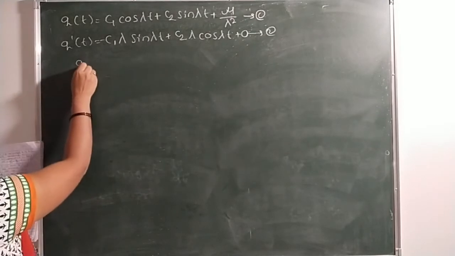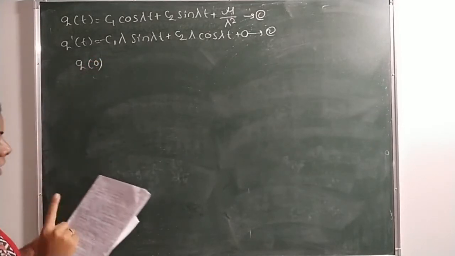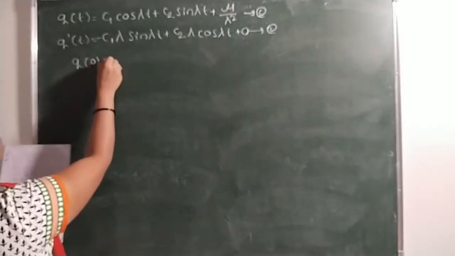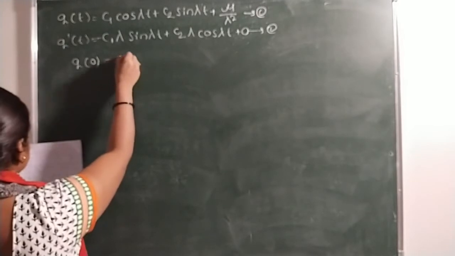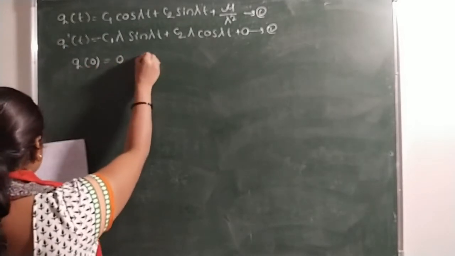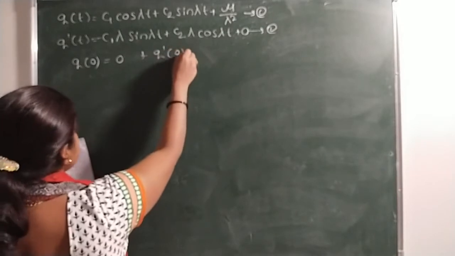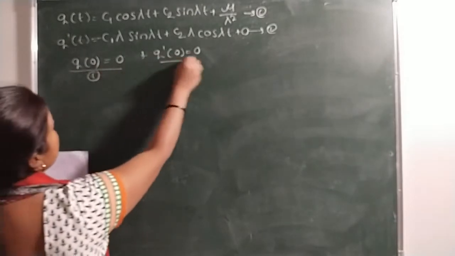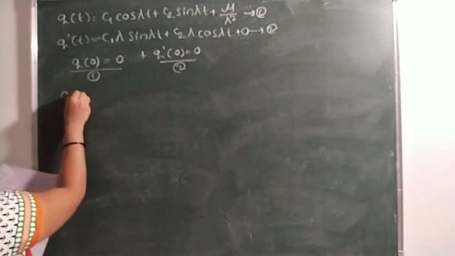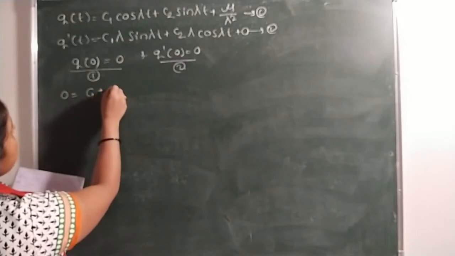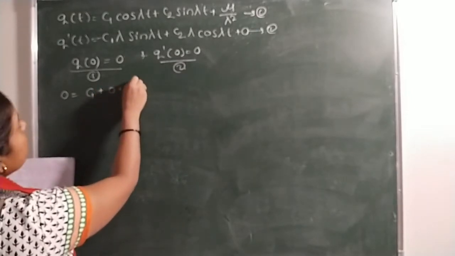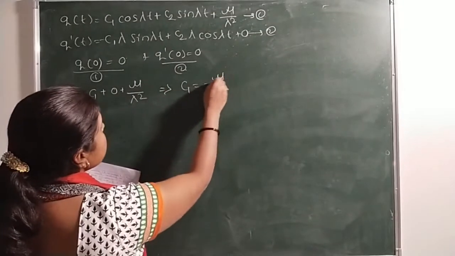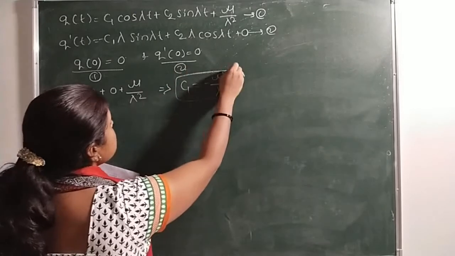Now the initial values are given, because in the question they mentioned the values of Q and I are both 0 initially. So Q(0) is 0 and Q'(0) is 0. Now we substitute this value in 1 and this value in 2. Now 0 equals cos 0 is 1, sin 0 is 0, plus μ/λ². Therefore we get C1 equal to −μ/λ². This is the C1 value.